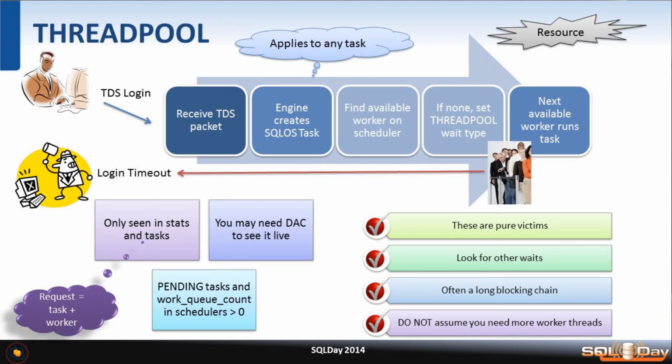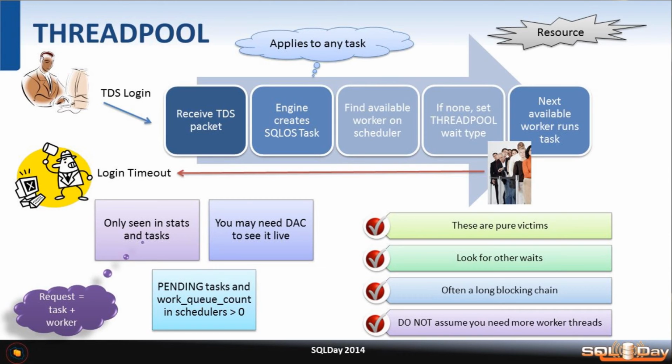You might have been polling wait stats or keeping track of it over time, and so therefore you might have caught it as it becomes an issue before you can't run that query anymore. But typically to see it live, you need to look at dedicated admin connection. And then when you do look at it, you're going to find this pending state for tasks in DMOS tasks. If you see a bunch of pending tasks, that's an indication that there was no available worker on a scheduler to run your tasks.